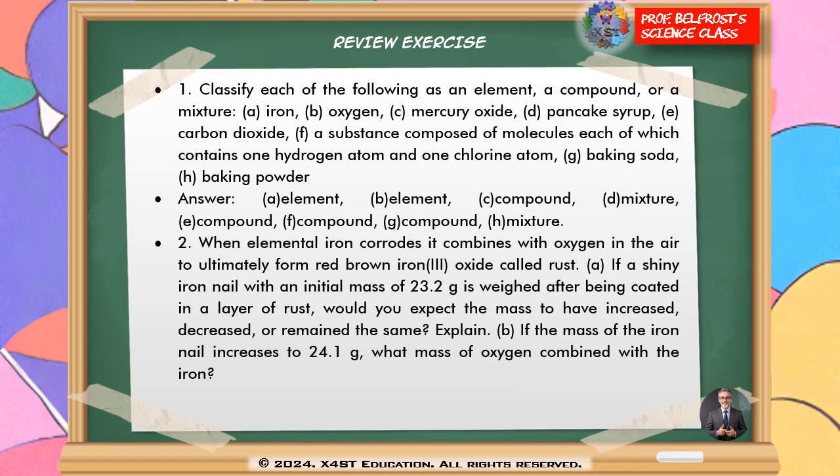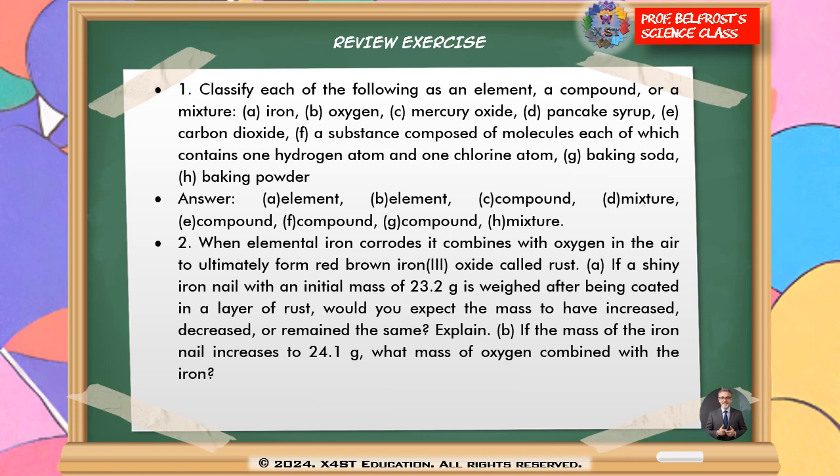Okay, so we're done with this part. Today's lesson is a great review of the first chapter. Are you ready? First, classify the following as an element, a compound, or a mixture: iron, oxygen, mercury oxide, pancake syrup, carbon dioxide, a substance composed of molecules each containing one hydrogen atom and one chlorine atom, baking soda, baking powder. You just need to identify it, and it's very simple.